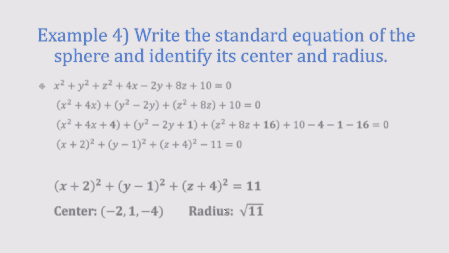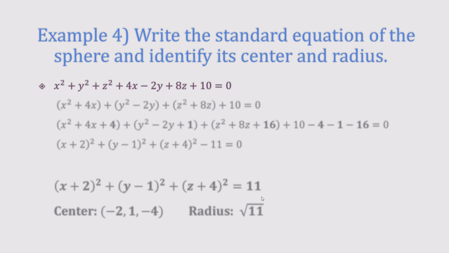All right. This time, example 4, we're going to write the standard equation of the sphere and identify its center and radius. So the equation we're working with is x^2 + y^2 + z^2 + 4x - 2y + 8z + 10 = 0. Notice that we have 3 squared terms this time, so we get to complete the square 3 times. I know you were all just so excited, right?